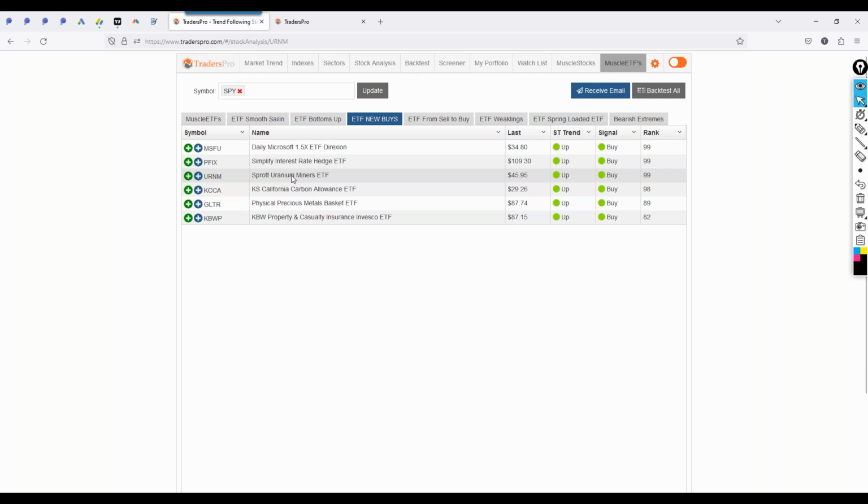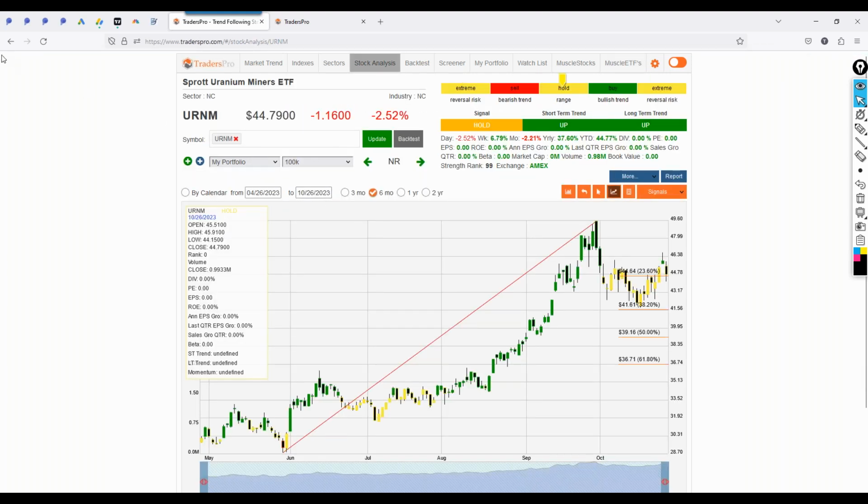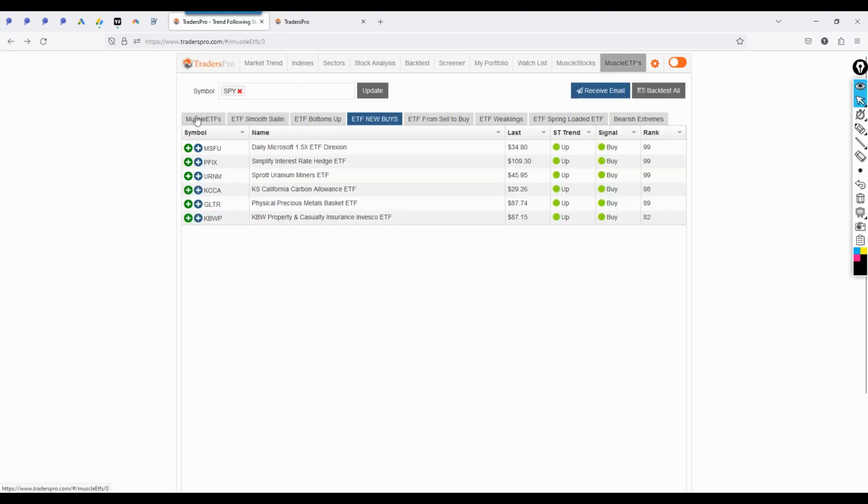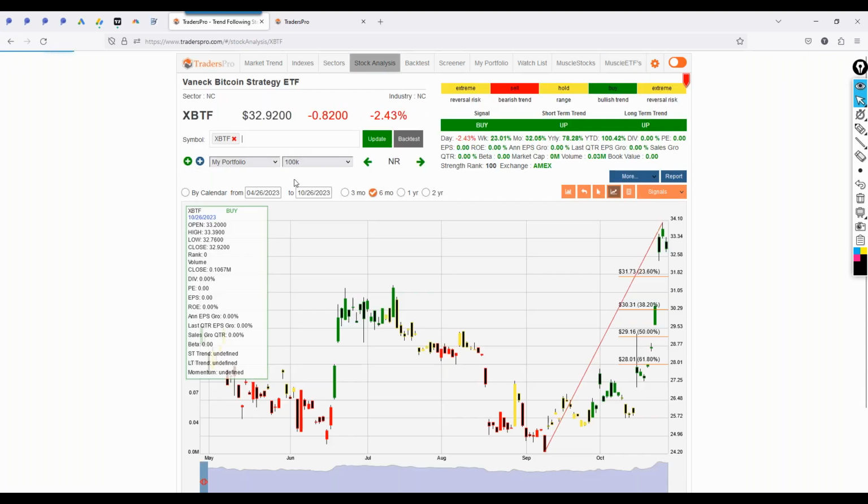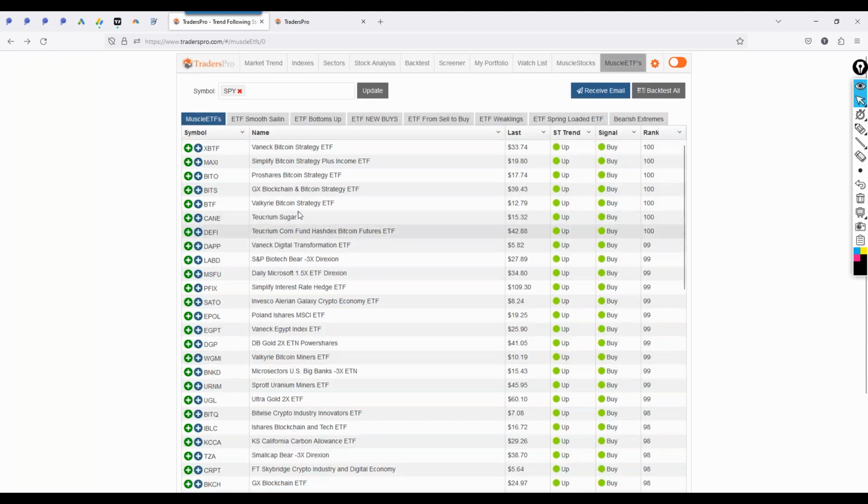There's some really cool ones in here. This uranium one, which is some diversification. We're actually getting this one here, this Bitcoin strategy. I believe this is buying into Bitcoin related stocks. I'm not entirely sure if it's a Bitcoin tracking ETF, but there are lots of really cool ETFs that allow you to do a lot of different things.